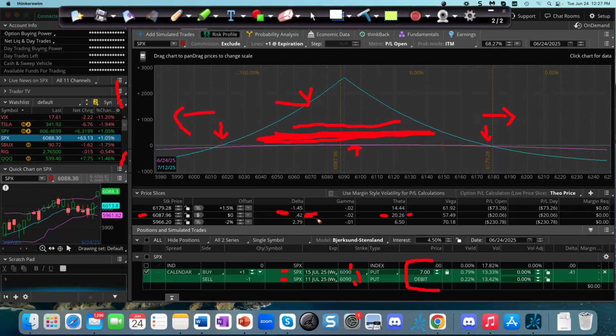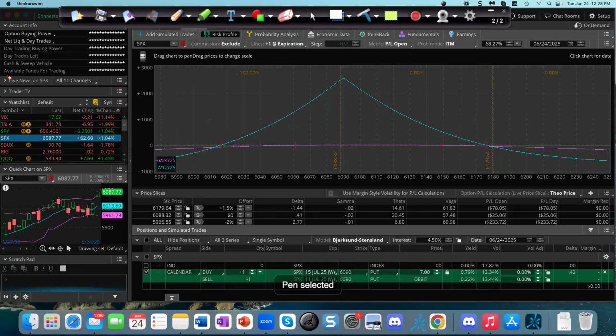But you can see here, if I place the calendar at the money, the deltas are pretty neutral. If I do it at the money, like 60.90, my expiration break even on the downside, for the at the money calendar, is around 60.20.